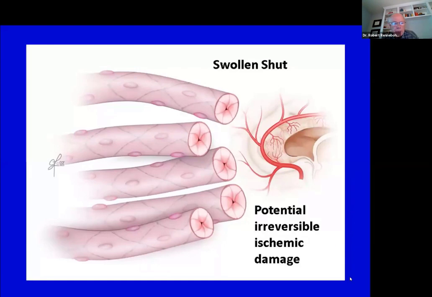And here's an example of vessels that have become completely swollen shut due to severe endothelial cell swelling, such that no blood flow is delivered to the part of the callosum they perfuse. That part of the callosum is at risk of sustaining irreversible permanent ischemic damage unless the swelling is quickly reversed.